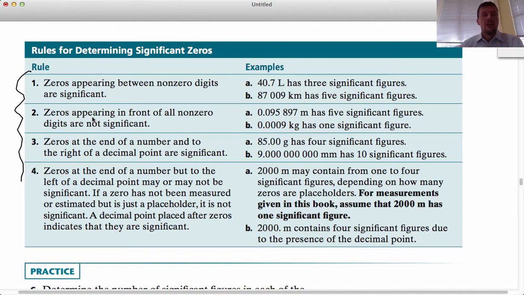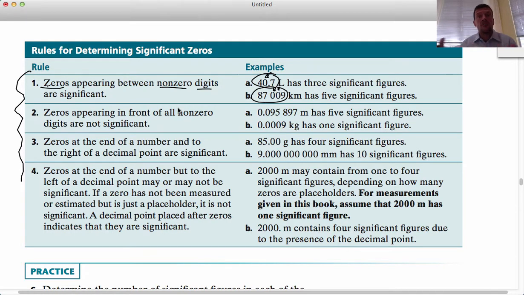Here is when a zero is considered part of the measurement and is significant. If a zero is in between two non-zero digits, like this zero and these two zeros, then they are part of the precision of that instrument, and they are significant. So this value has 3 significant figures. This one has 5.